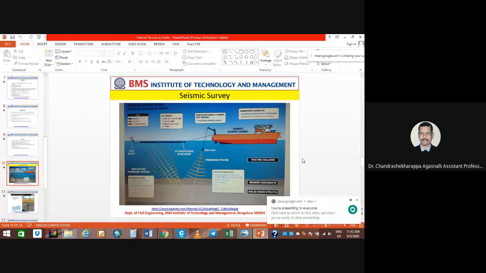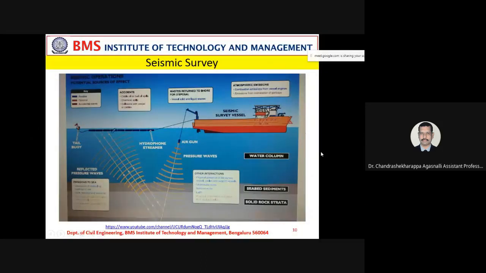This is how a seismic survey is conducted for oil and gas. Generally, we conduct this for oil and gas. This is a seismic survey vessel, and here is what I would call the air gun, passing pressure waves. They start generating from here.